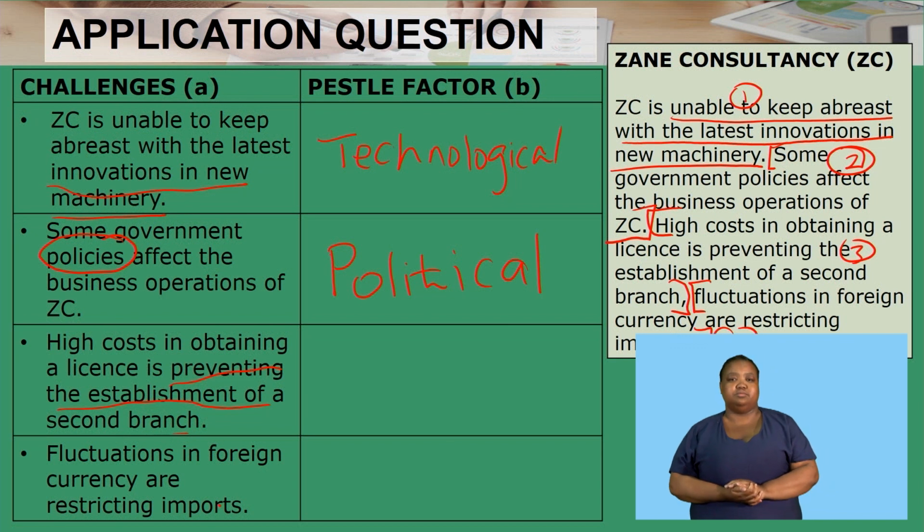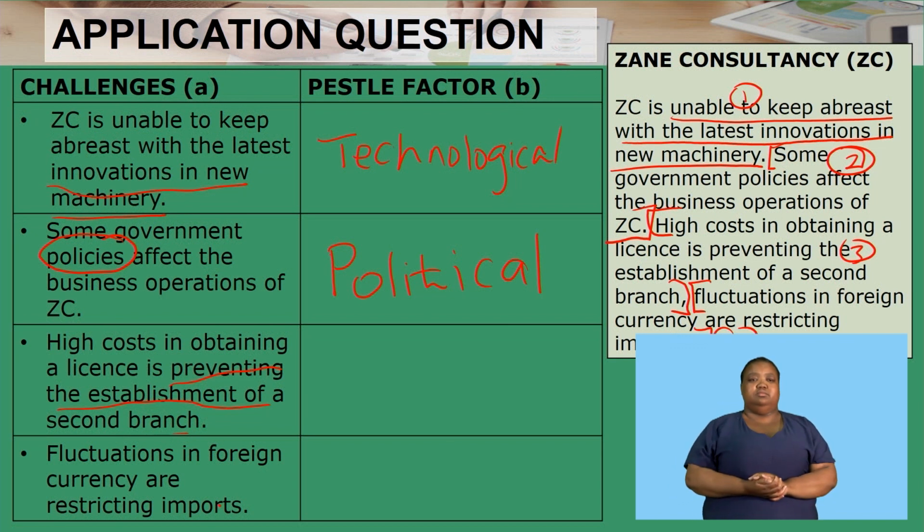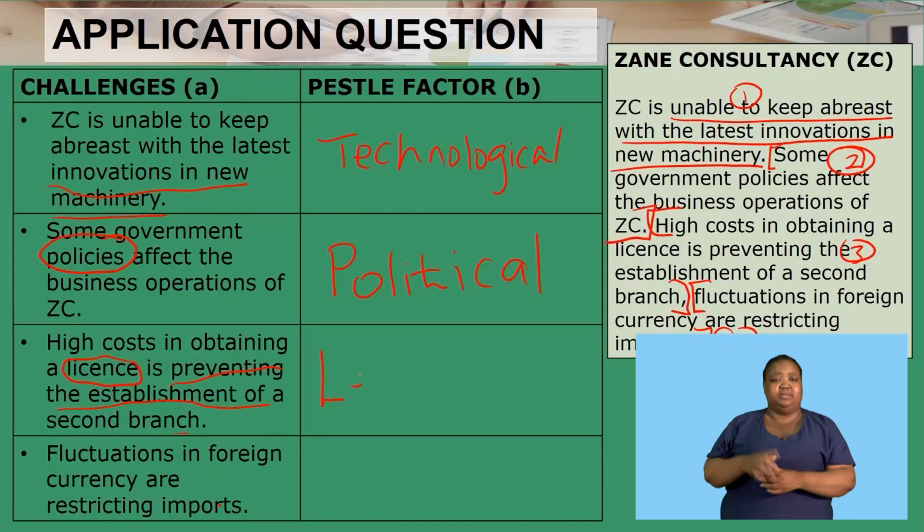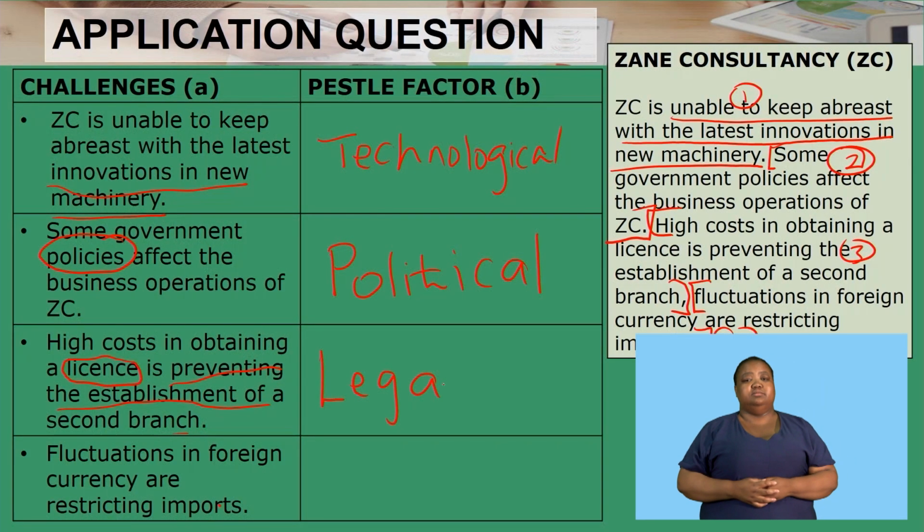Right, political is the answer. Then we move on to the third one. The third challenge says high costs in obtaining a license is preventing the establishment of a second branch. Meaning it's costly, but we need to get this license or else we cannot operate as a business. So what do you think is the right answer for this? Yes, the right answer is legal.